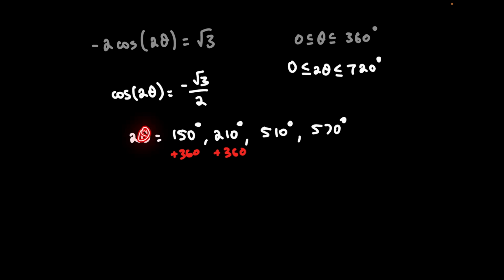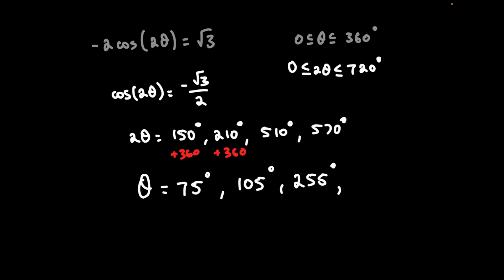So in the process of solving for theta, how do we get rid of this 2? Well, we can divide both sides by 2. Okay, so that's exactly what we're going to do. We're going to divide both sides by 2 to get that theta is the same as all of these numbers, just divided by 2. So 150 divided by 2 would be 75 degrees. We have 210 divided by 2 is 105 degrees. 510 divided by 2 is 255 degrees. And 570 divided by 2 is the same as 285 degrees.